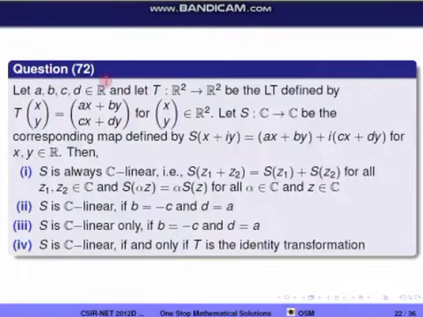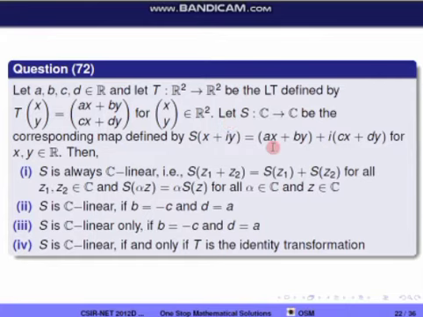Next question, question 72. Let a, b, c, d in R and let T from R square to R square be the linear transformation defined by T of (x, y) is equal to (ax plus by, cx plus dy) for (x, y) in R square. Let S from C to C be the corresponding map defined by S of x plus iy is equal to (ax plus by) plus i(cx plus dy) for x, y in R. Then, they have given a linear transformation and a map is defined by S.